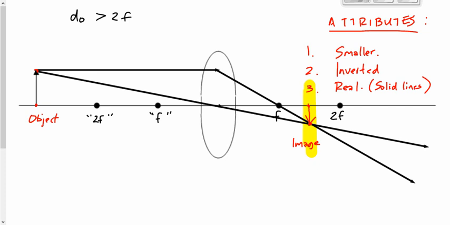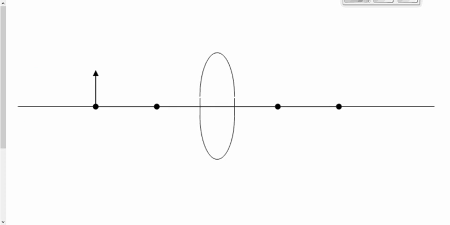Now, our second diagram, we're going to move the object a little closer to the lens. You can see in our second diagram that our object is placed at 2F. This is still F, this is still 2F, and this is still 2F, kind of, on the other side. Let's draw those rays again. Where's that first ray go? That first ray of the millions that we're choosing to draw here, where does that first one go?